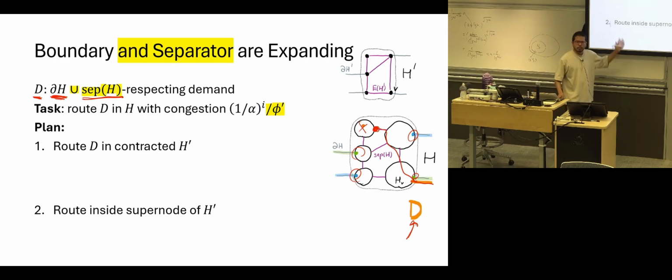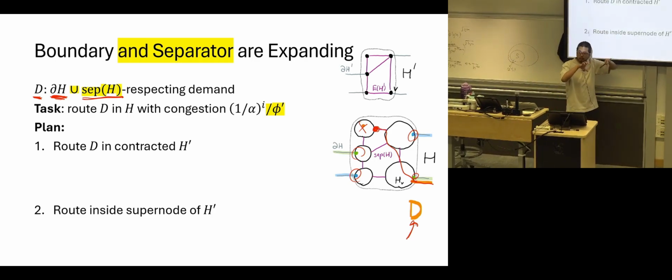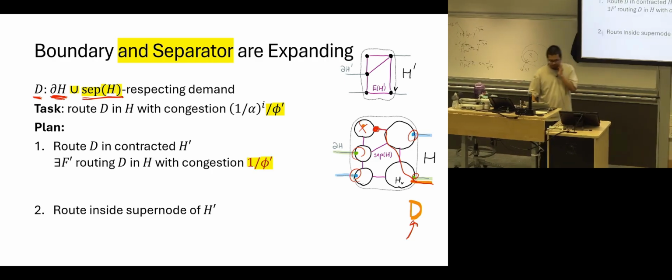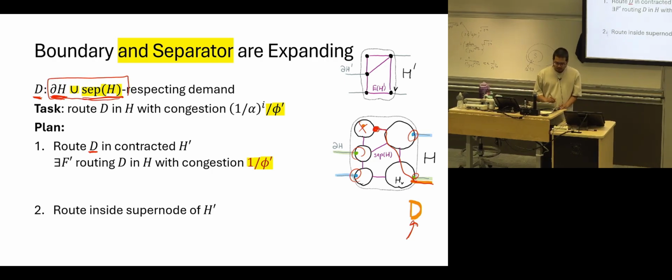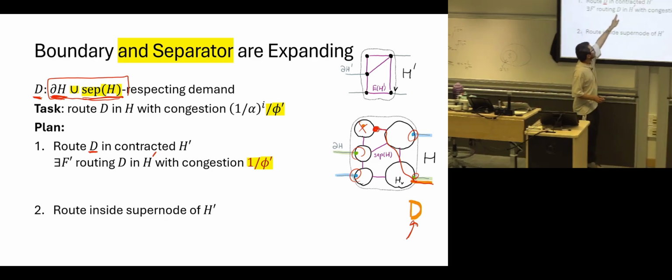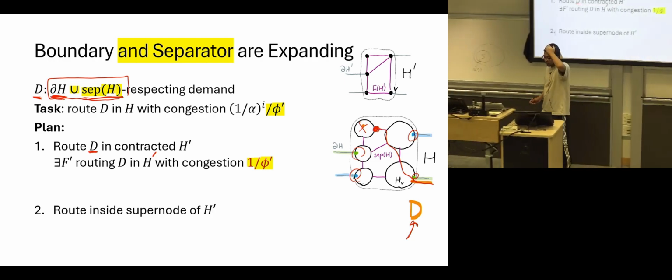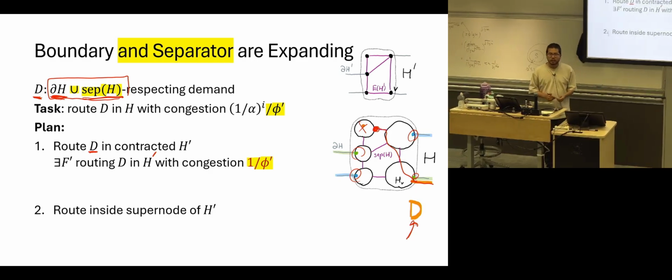So the plan is the same. Try to route in the contracted graph first, and then try to route between supernodes. Now I have some demand that respects this. I claim that there is a way to route D in H prime with congestion 1/phi prime. This should be easier, but can you tell me why we can do this again?